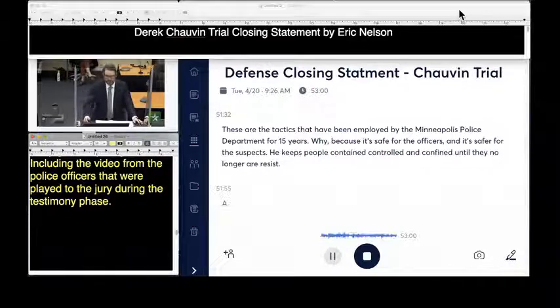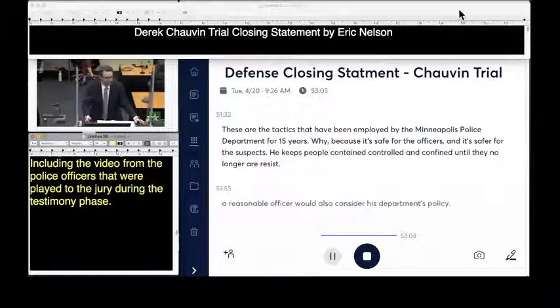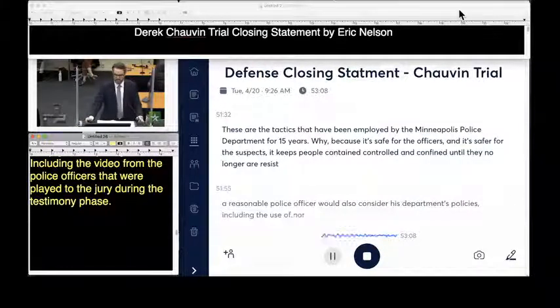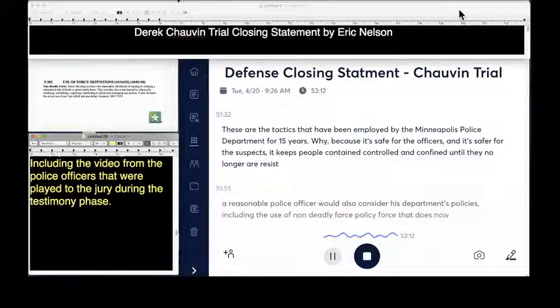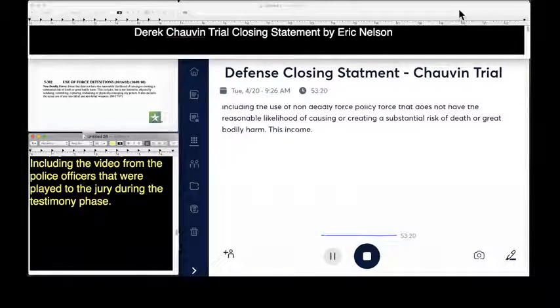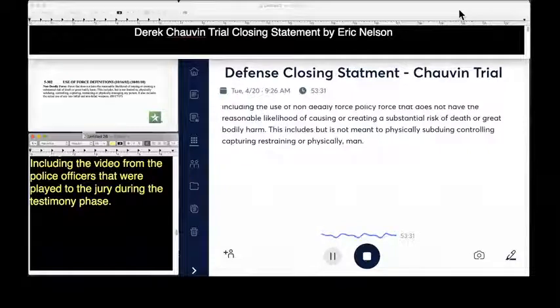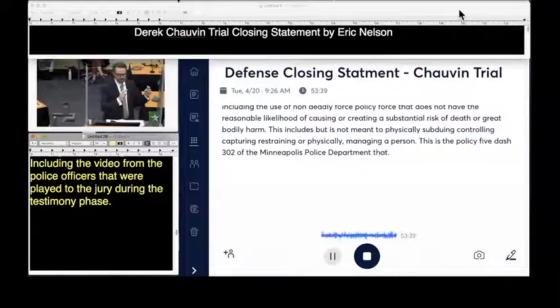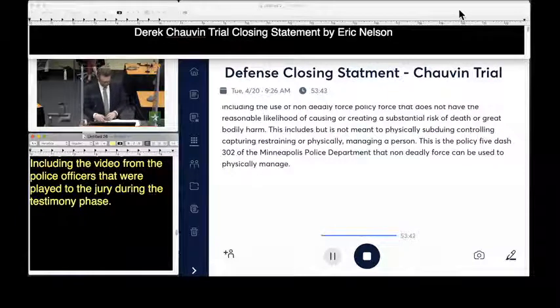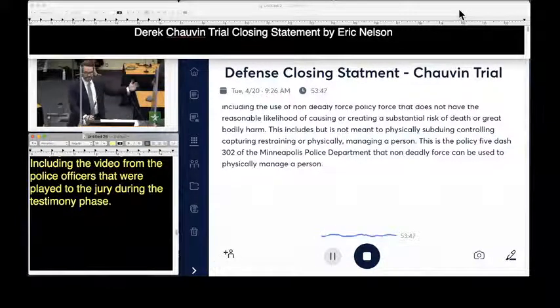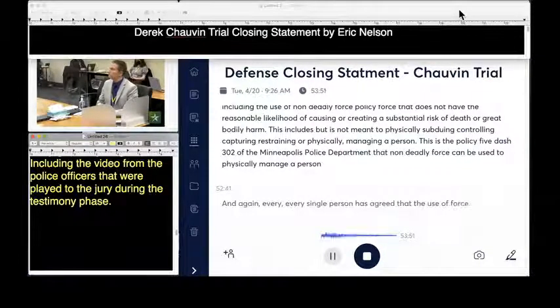A reasonable police officer would also consider his department's policies, including the use of non-deadly force policy. Force that does not have the reasonable likelihood of causing or creating a substantial risk of death or great bodily harm. This includes, but is not limited to, physically subduing, controlling, capturing, restraining, or physically managing a person. This is the policy, 5-302 of the Minneapolis Police Department, that non-deadly force can be used to physically manage a person. And again, every single person has agreed that the use of force up to this point is reasonable, lawful, and meets the reasonable officer standard.